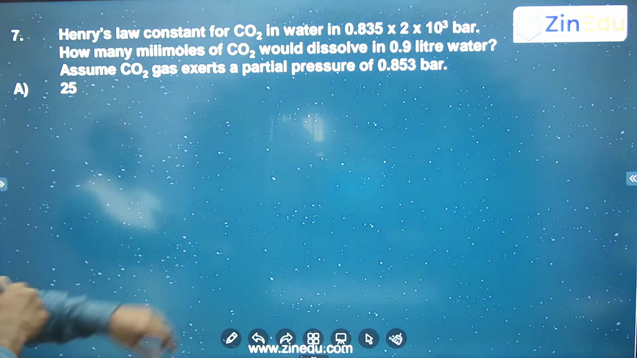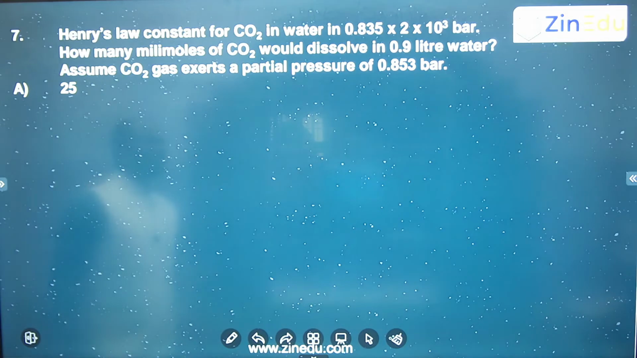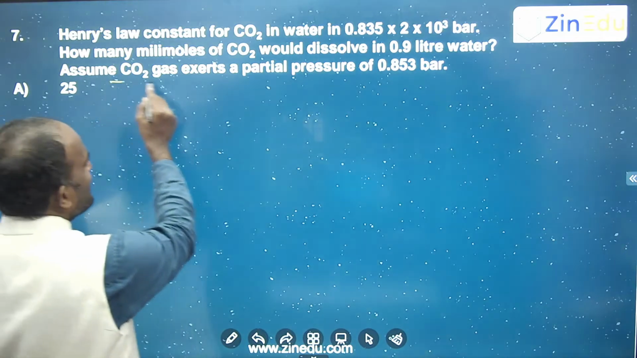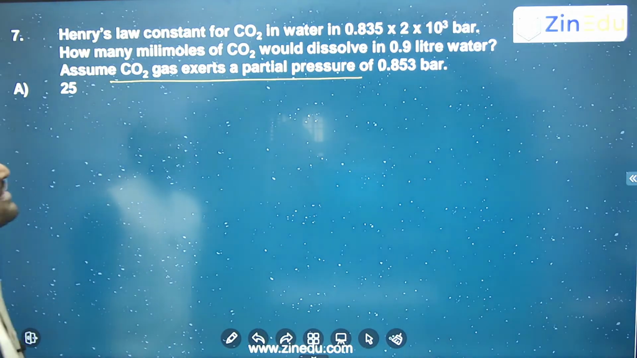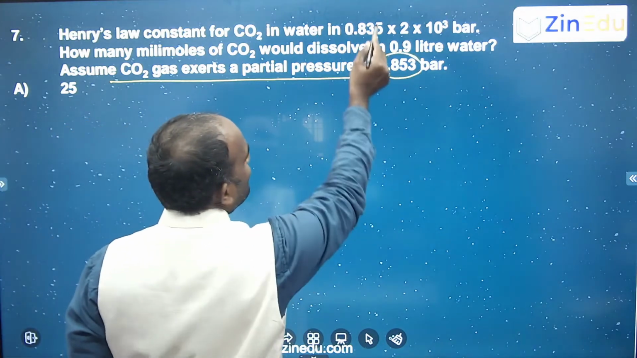Henry's law constant for carbon dioxide in water is 0.85 into 2 into 10 cube bar. How many millimoles of carbon dioxide would dissolve in 0.9 liters of water? Assume carbon dioxide gas exerts a partial pressure of 0.853. It could be a little difficult because of this calculation.